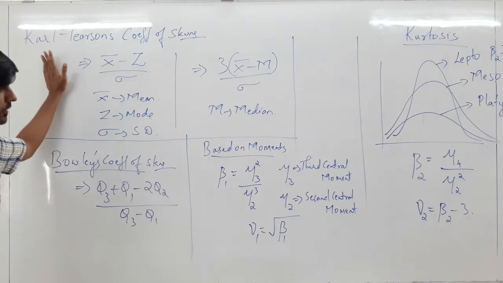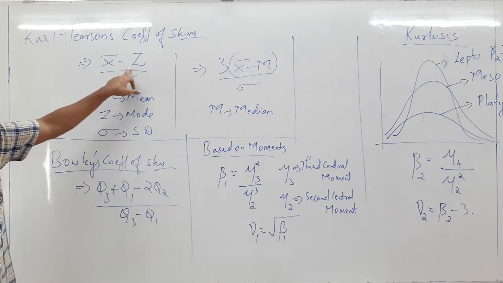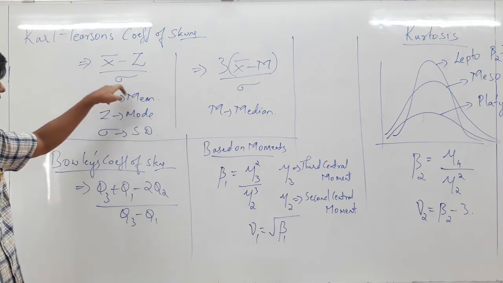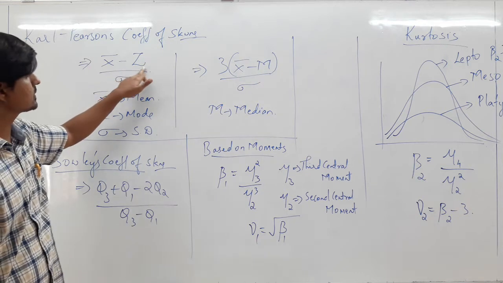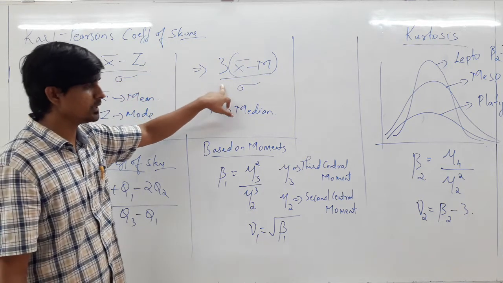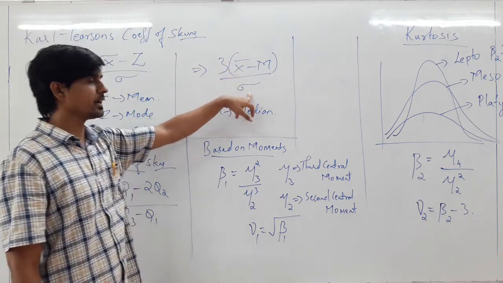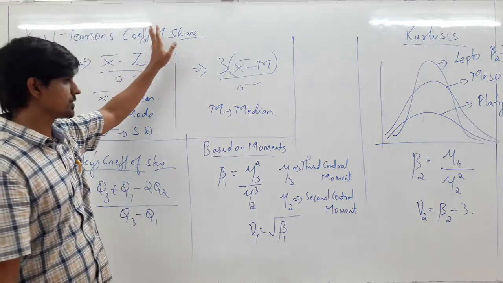So these are the formulas, whatever I have written here. Karl Pearson's coefficient of skewness: if mean, mode and standard deviation are given, this is the formula to calculate. If mode is ill-defined or we cannot find out the mode, then we can calculate it by median also: 3 into x bar minus median divided by standard deviation. So both these formulas are for Karl Pearson's coefficient of skewness.